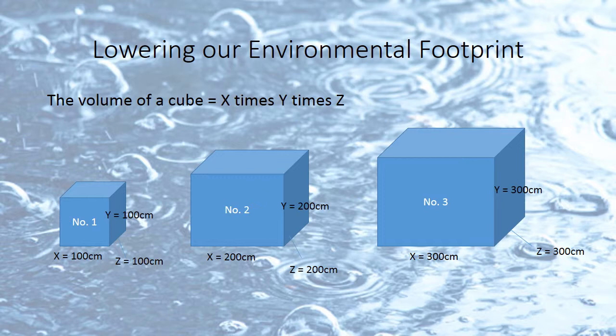Now we can apply this formula to an even bigger one. Let's look at 300 times 300 times 300, which equals 27 million cubic centimetres. Then we divide it by 1,000, which equals 27,000 litres. So which tank should we install in our school? Remember, we need to hold at least 25,000 litres of water. So the decision would probably be number 3.